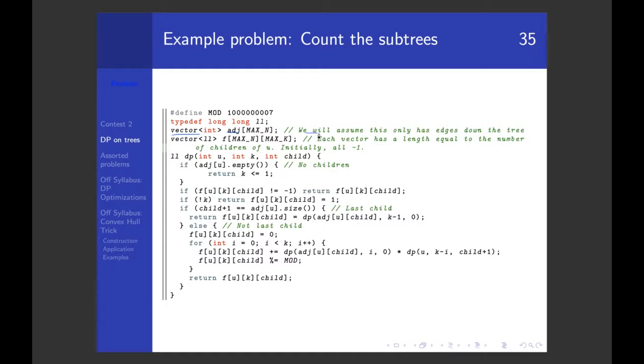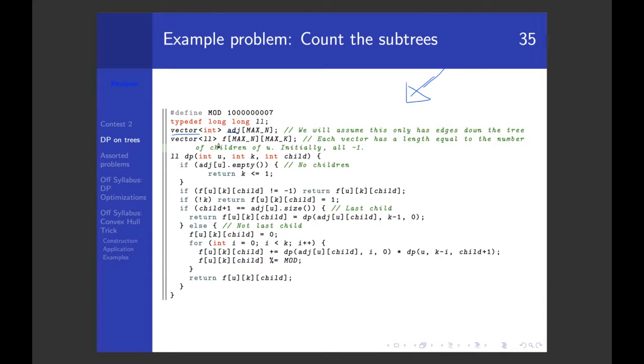For simplicity, we're assuming we already filtered this list, and so we only have edges down the tree. In other words, we're assuming our tree is already rooted. It's pretty easy to root a tree: just do a DFS and add the directed edges. So we're assuming the tree is already rooted because it saves us time.